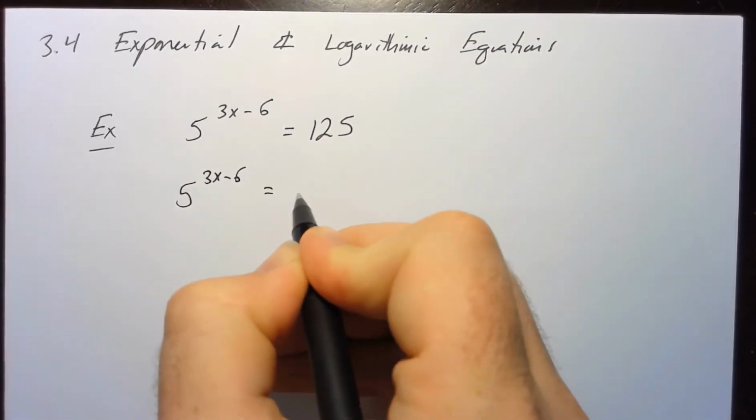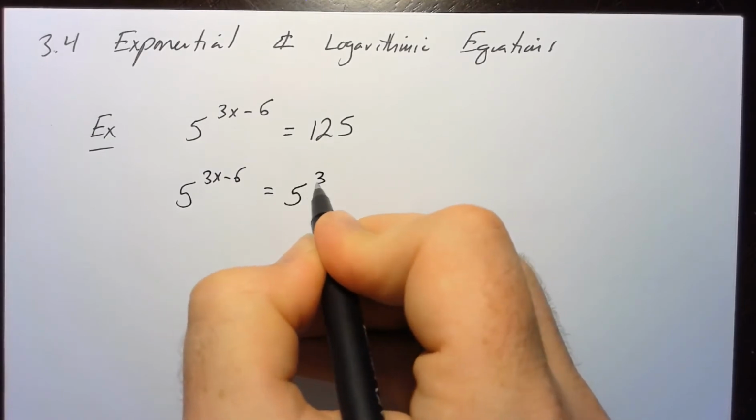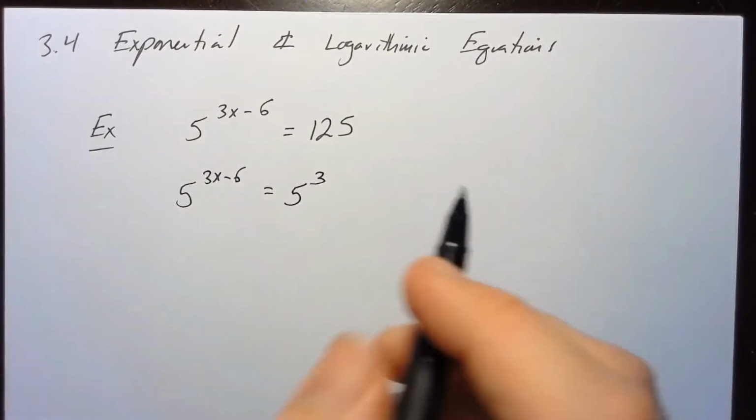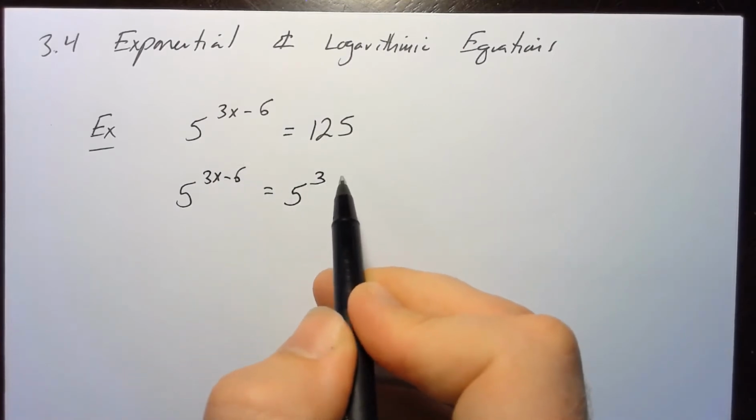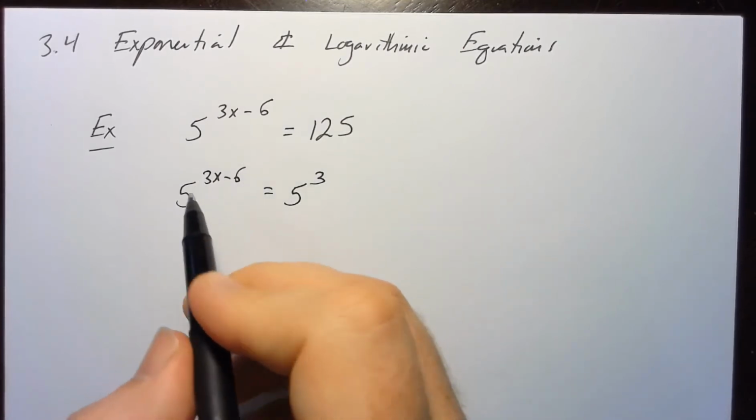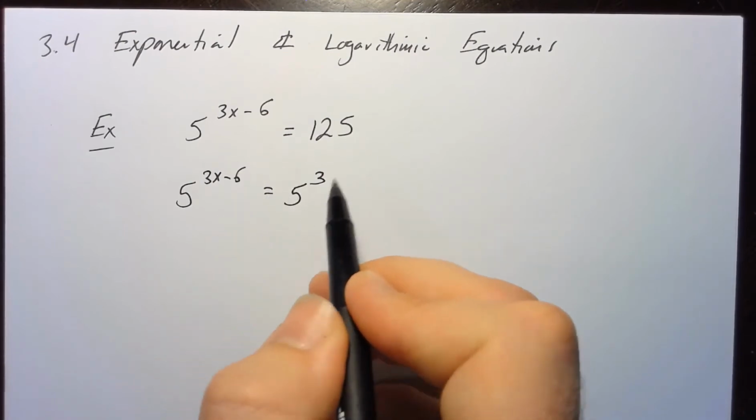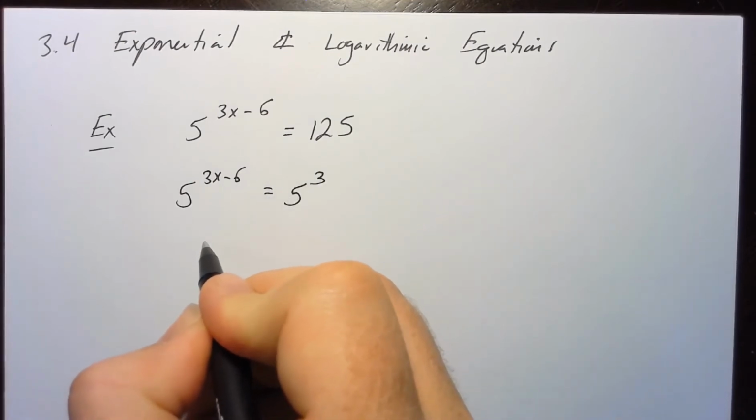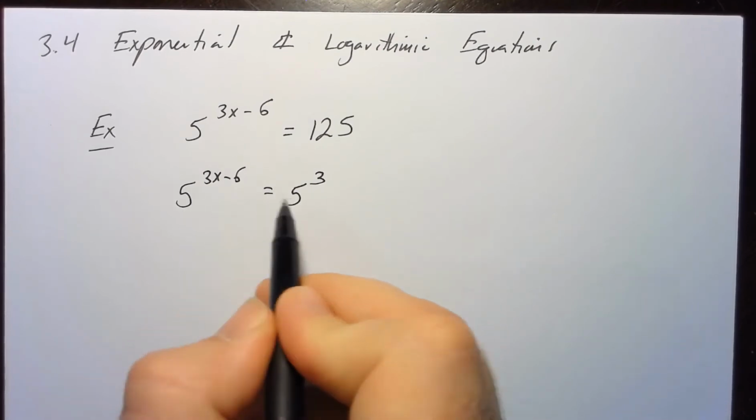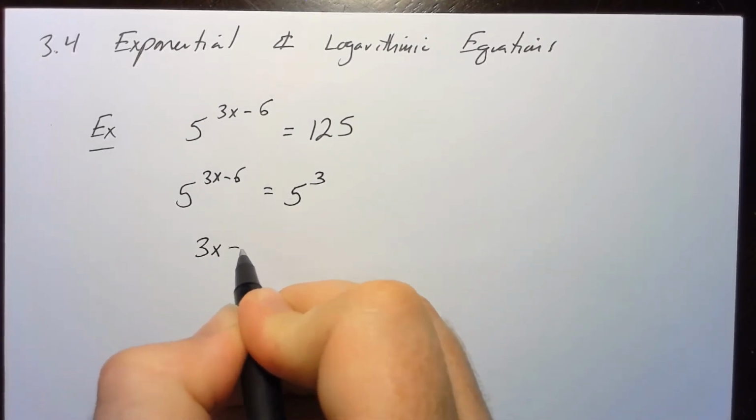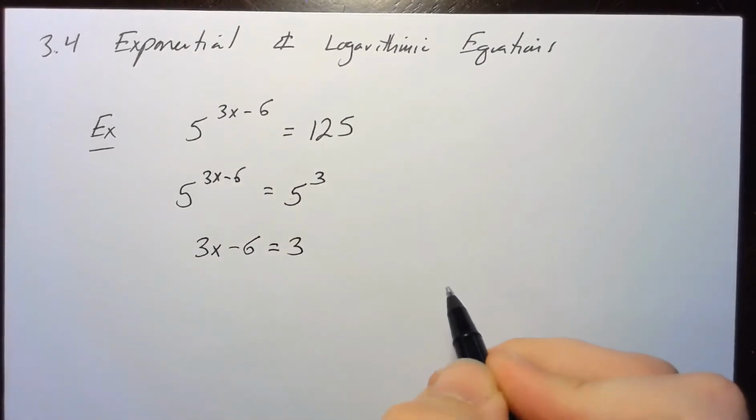If you can write the base as the same, then it makes the most sense to do so, because 5 to the power of something equals 5 to the power of something. Well, those somethings must be equal to each other. Otherwise, 5 to the power of something doesn't actually equal 5 to the power of something. So in this particular case, we're dropping the bases. Yeah, I know, it's a funny joke. But we're going to drop those bases there, and we're going to get 3x minus 6 equals 3.